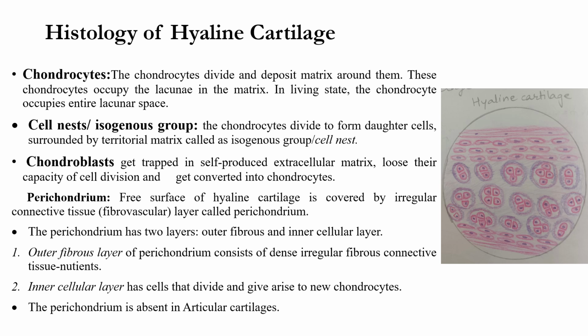Now the second variety of cells is the chondroblast. We can see the chondroblast in the cellular layer of the perichondrium. These chondroblasts get trapped in the extracellular matrix, lose their capacity for cell division, and are converted to chondrocytes. Hyaline cartilage is covered by a fibrovascular membrane known as perichondrium, which has an outer fibrous and an inner cellular layer.